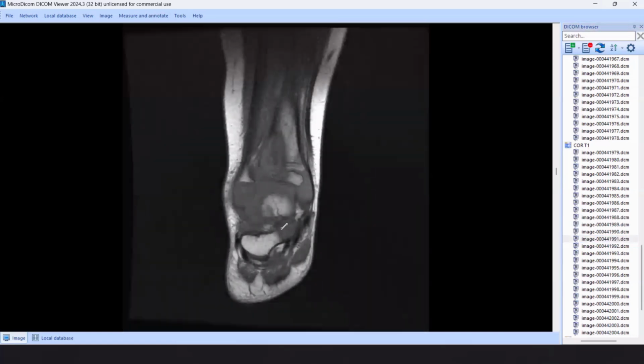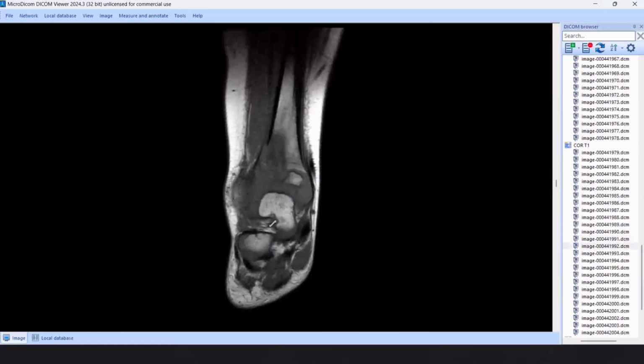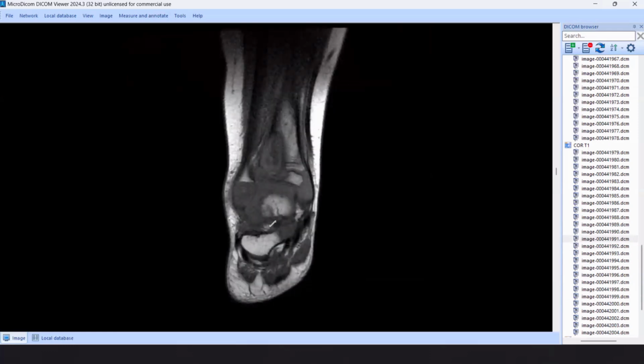Is this a fracture line seen in the talus as well? The fracture line along the talus. This line in the talus? Where is this line? Okay, no, it's not a fracture line. Okay.